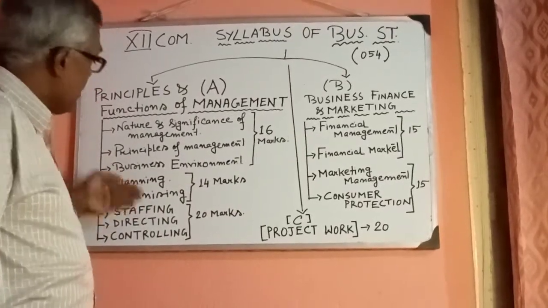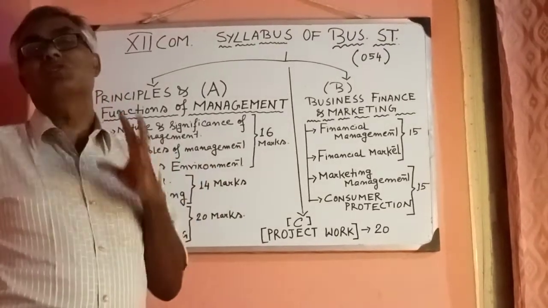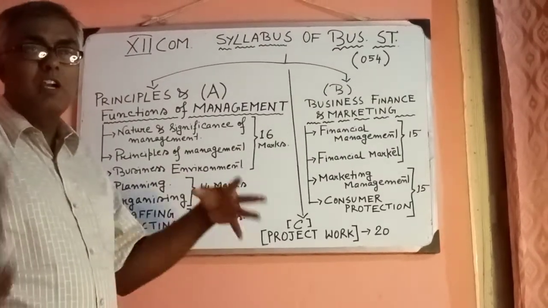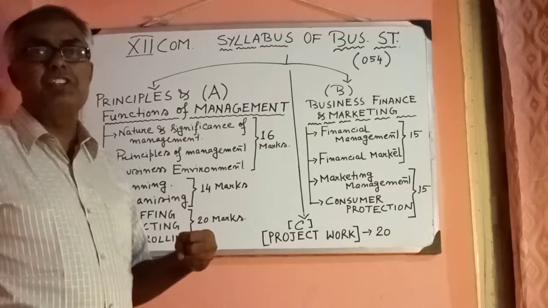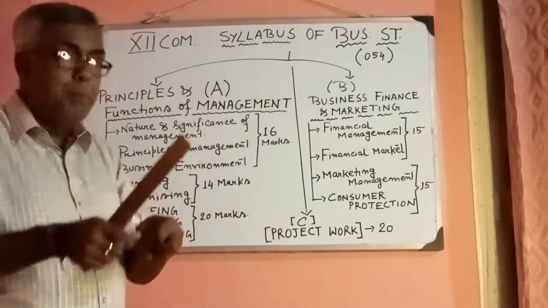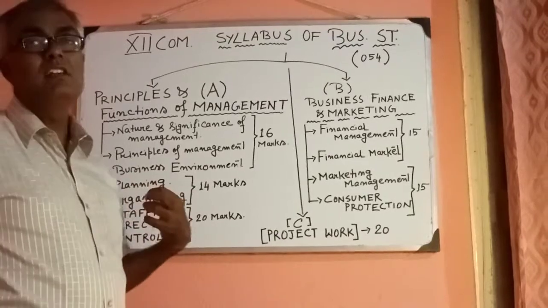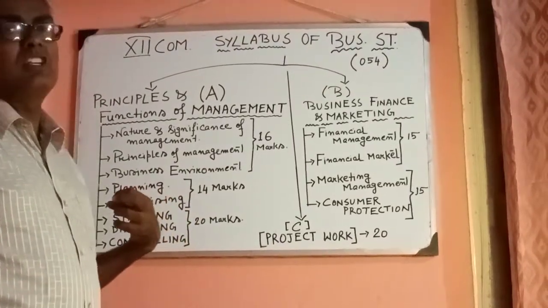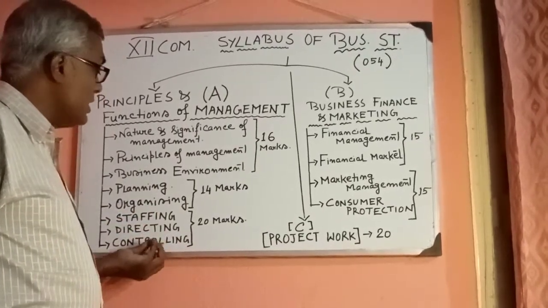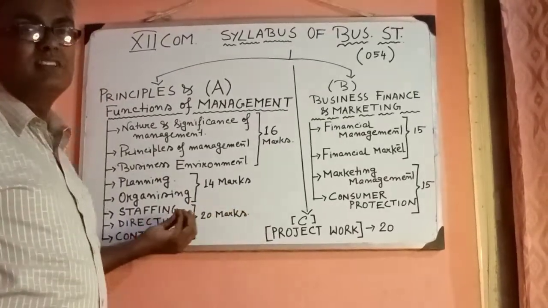So if you combine planning and organizing, generally we get a 14 marks question from these two chapters. And then, after organizing the main material, machine, and money, we will have to deploy them accordingly and employ them optimally. For this reason, staffing, directing, and at last the follow-up action required by the manager, that is controlling. From these three chapters, staffing, directing, and controlling, we get a 20 marks question.